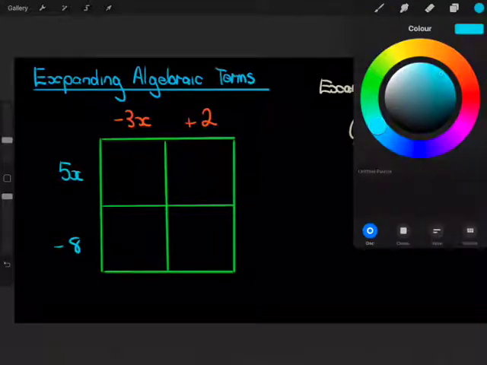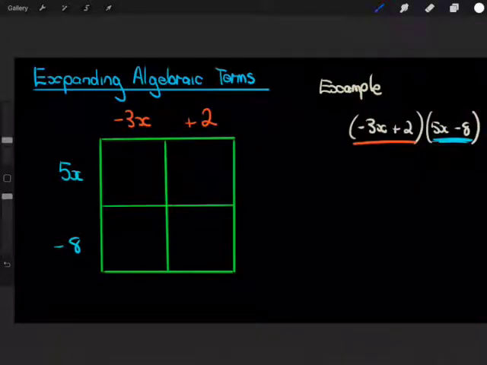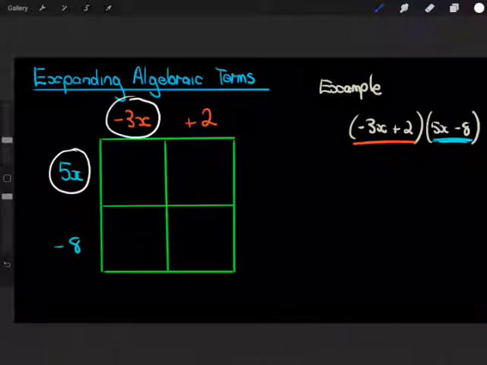Now, the reason why this is actually easier, I think, for some people anyway, is that it really forces a level of organization on the way you're doing it. So it does seem to make a lot of sense. Right, so all we do is multiply each of the terms together to find out what goes in the box. So the first one, I'm going to multiply 5x times negative 3x. So 5 times negative 3 is negative 15, and x times x is x squared.